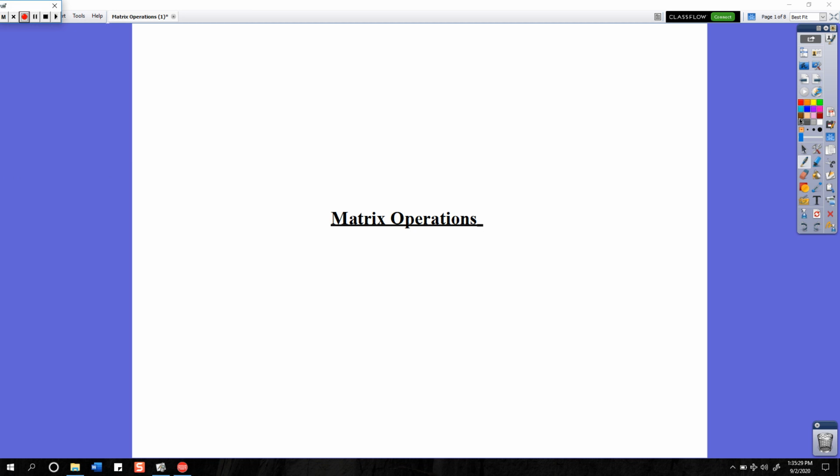Alright, welcome to our first pre-calc lesson. Our first unit is going to cover matrices. So before we can start working with matrices, we first need to identify what a matrix is.